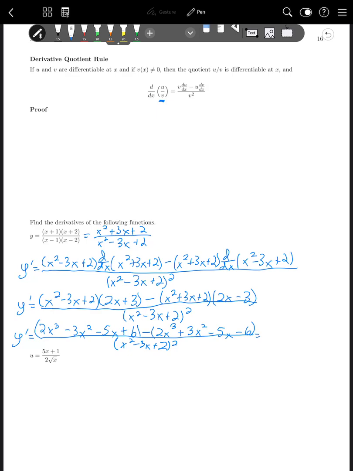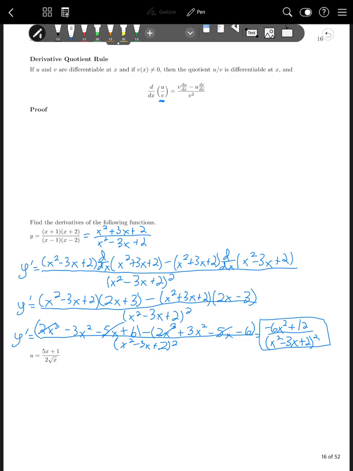And now we can combine like terms. So 2x cubed minus 2x cubed cancel. Negative 3x squared minus 3x squared is negative 6x squared. Negative 5x minus negative 5x cancels. And 6 minus negative 6 is 12. Okay, and so there is our final answer for doing that derivative. So most of the time, you're going to need to use the quotient rule in these settings.